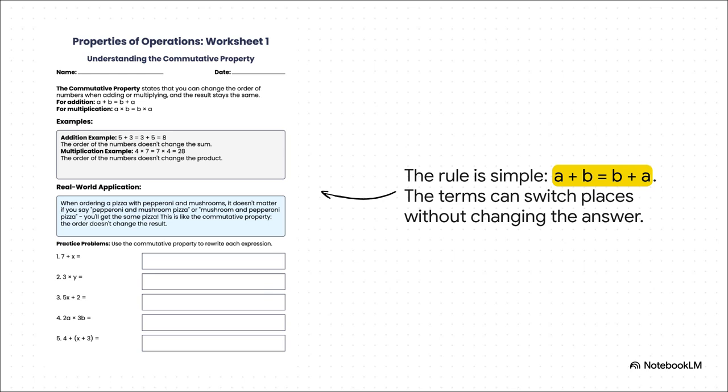And you can see just how simple this is in action. With a problem like 7 plus x, the commutative property lets us just flip them, and it becomes x plus 7. They're totally equivalent. They mean the exact same thing. The terms have simply commuted, or switched places.